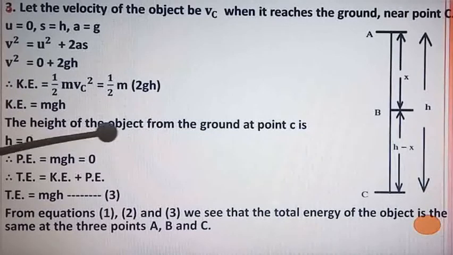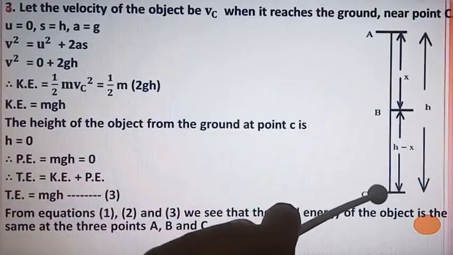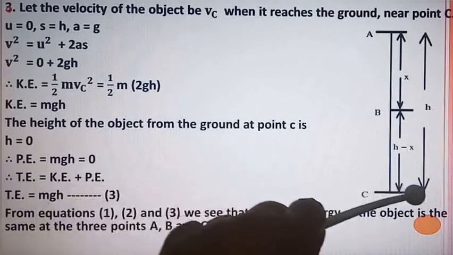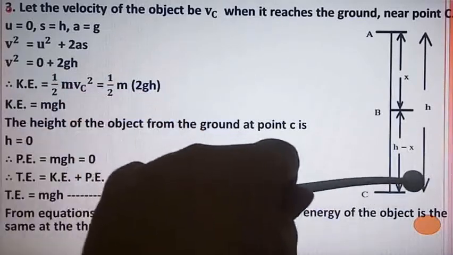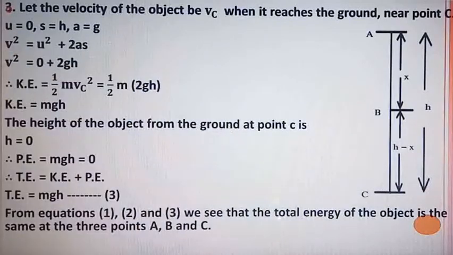Now the height of the object from the ground at point C will be what? 0, because now the object is on the ground, you can say the earth's surface. So height will be 0. When the height is 0 on the ground surface, potential energy will be equal to 0. So potential energy mgh is equal to 0. So what is total energy? Kinetic energy plus potential energy. So 0 plus mgh is equal to mgh. So equation number 3.